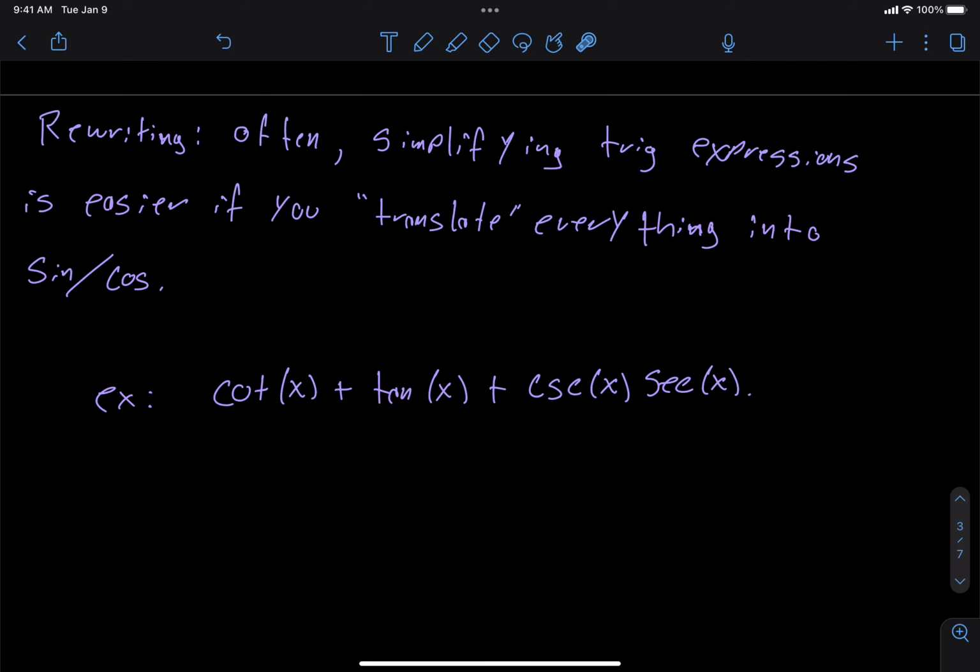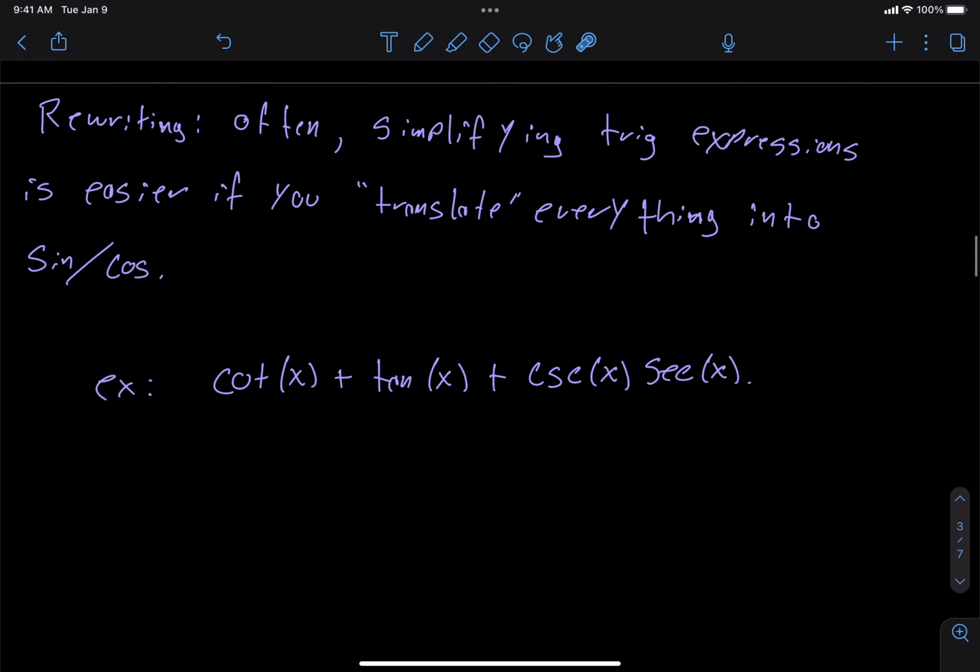Oftentimes when we want to simplify one side of an identity, our brains, or at least my brain, is not great at thinking about what is cotangent, cosecant, and secant, and whether multiplying them by each other would result in something interesting or not. So what I like to do, and what I recommend you do, is many times start by simplifying the trig expressions by translating everything into sine and cosine.